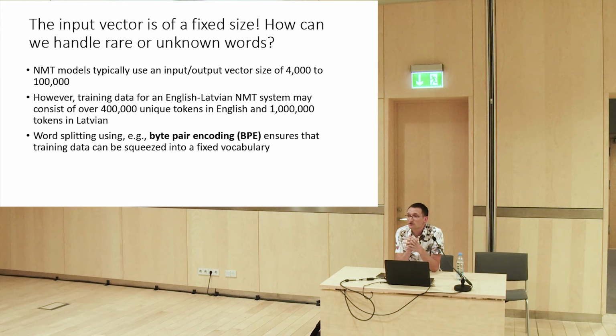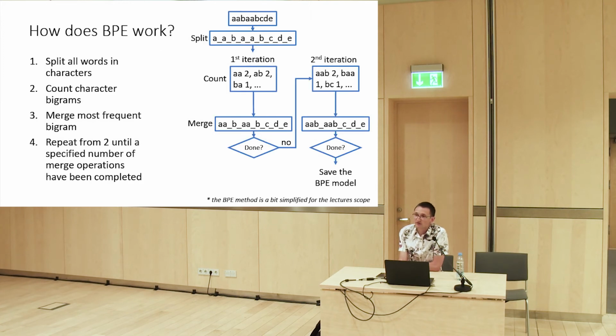In neural machine translation systems, instead of splitting words into morphemes, we use a statistical method, which comes from the text compression world. It is called byte pair encoding. And this method works as follows. We first split all the words into characters. So all the words that we have in our data set, we split into characters. Here you see an example. This word doesn't make any sense, but imagine that it's a valid word. We split it into characters, so the underscores represent a space.